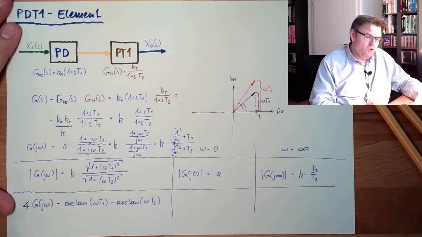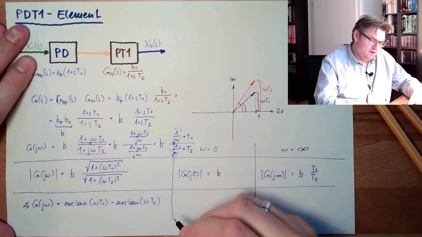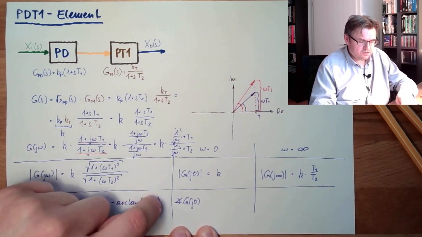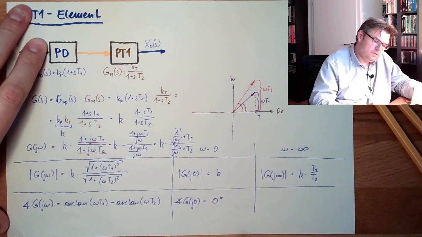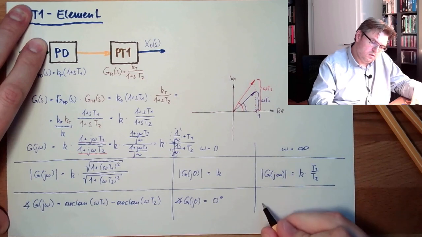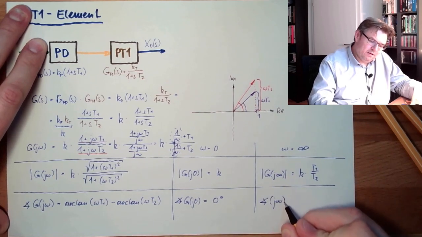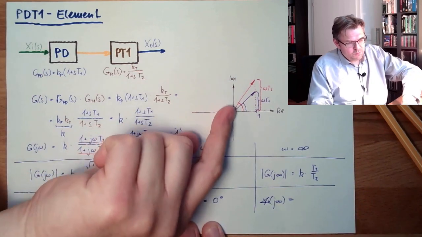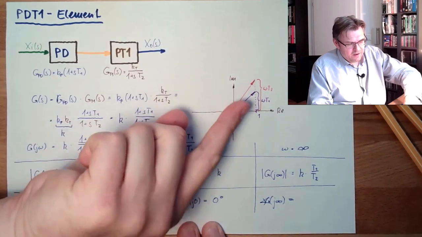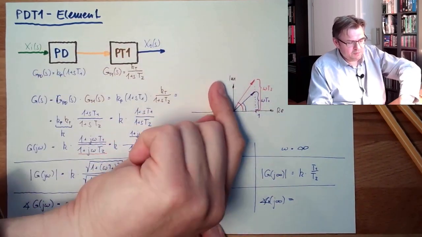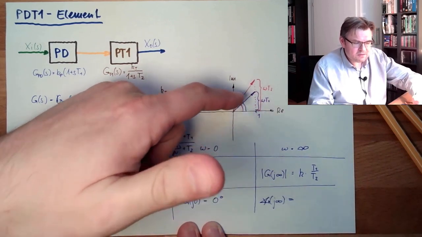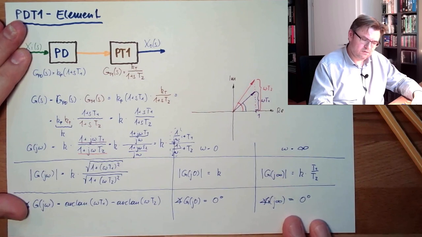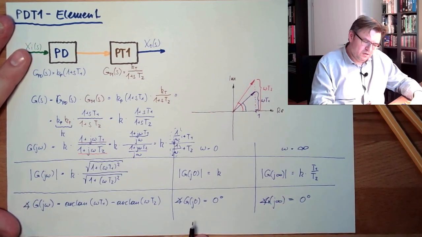Good, let's have a look at what it means here. The argument at 0: arctangent of 0 is 0, arctangent of 0 is 0, so we are at 0 degree. At 0 frequency, we are at 0 degree. Good. Argument at unlimited: if this is unlimited high, this will be 90 degree, and if this is unlimited high, this will be 90 degree. The purple angle minus the red angle, 90 minus 90, is also 0 degree. Now that's interesting, right? Now let's think, what is somewhere in between?